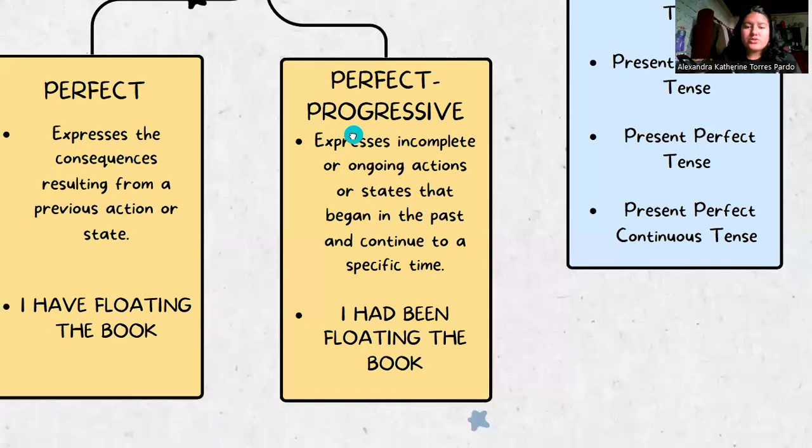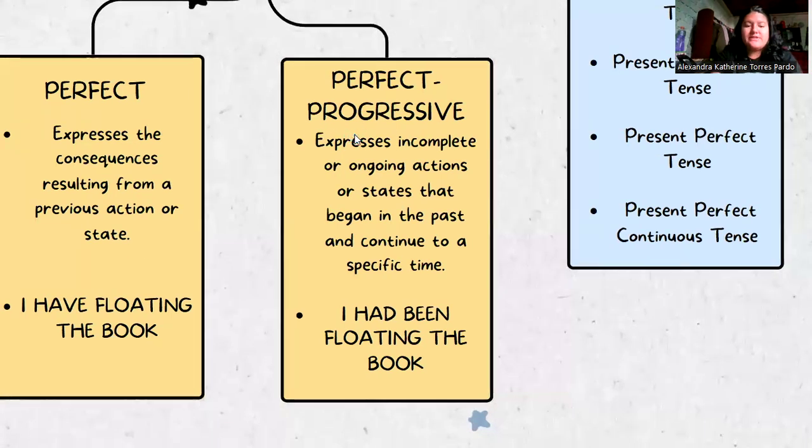Now we are going to talk about the perfect progressive. The perfect progressive aspect expresses incomplete or ongoing action or states that began in the past and continue to a specific time. For example, the use of the perfect progressive aspect in "I have been floating the book" indicates that I started floating the book in the past and continued to float the book until a specific point in time, at which I stopped floating the book.